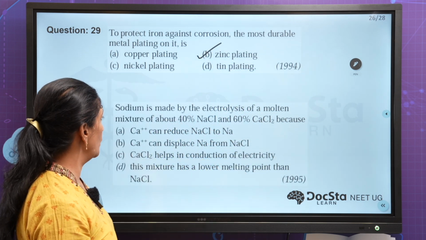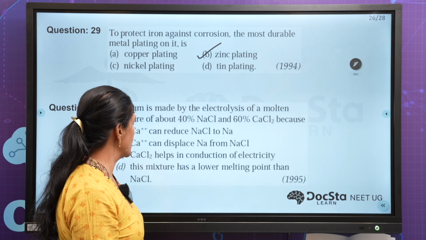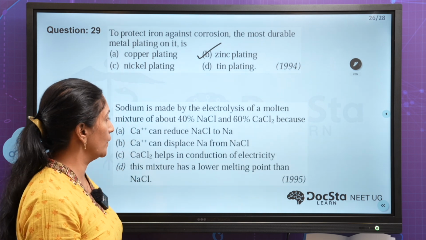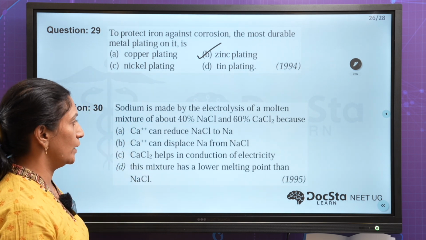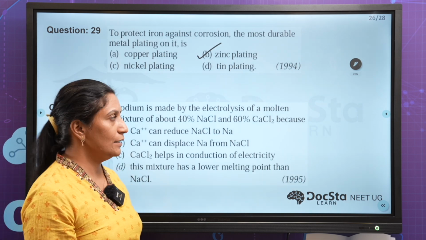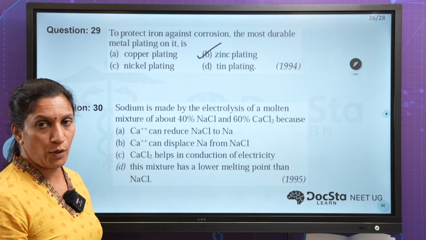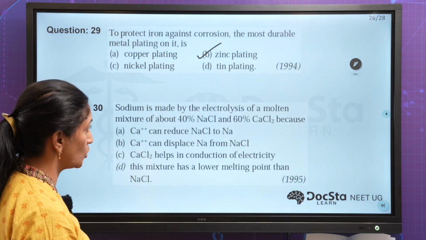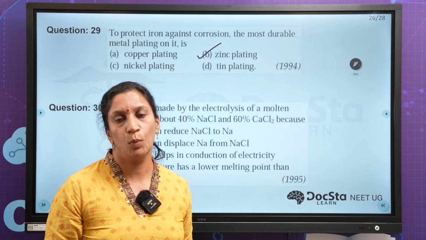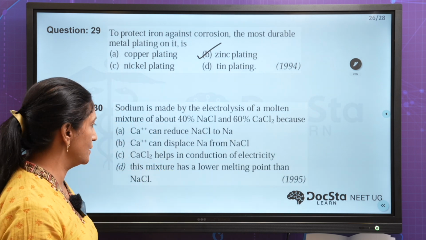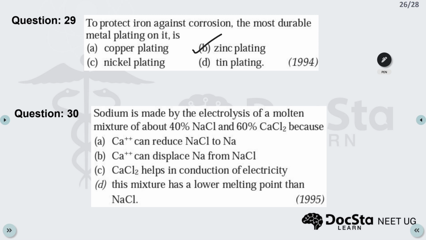The next question is: sodium is made by the electrolysis of a molten mixture of about 40% sodium chloride and 60% calcium chloride. Why is calcium chloride added to it? We know that sodium is obtained by the electrolysis of its chloride. Here the melting point of sodium chloride is quite high. So in order to lower its melting point, calcium chloride is also added. So the correct option is that this mixture has a lower melting point than sodium chloride, which is given by option D.